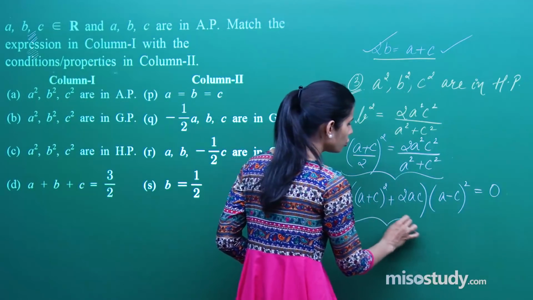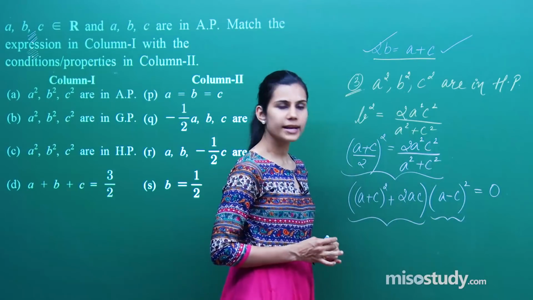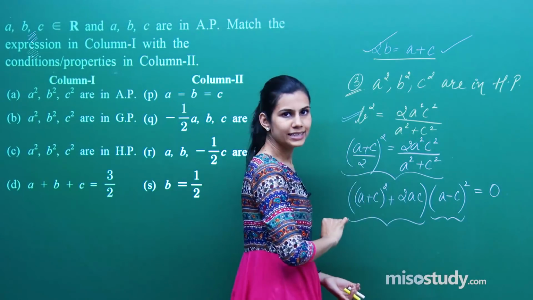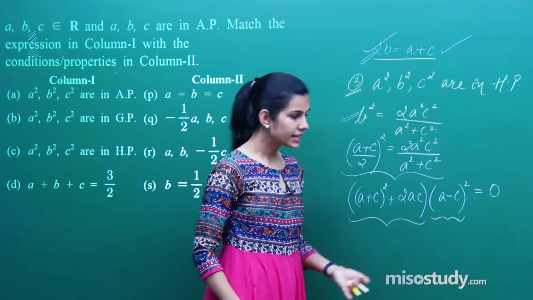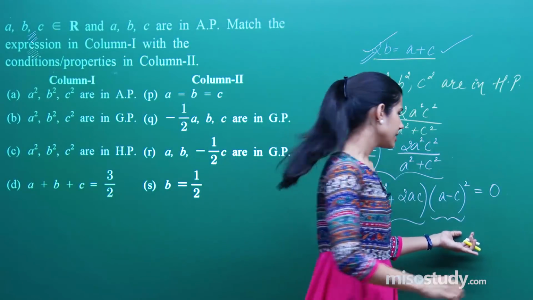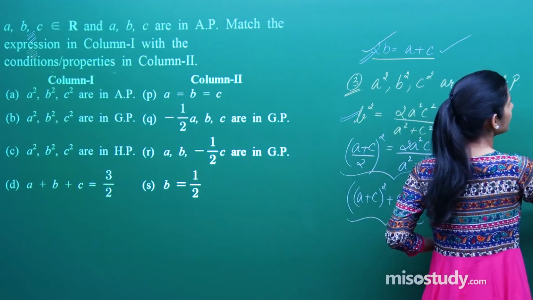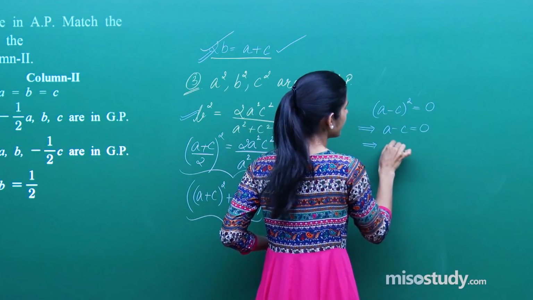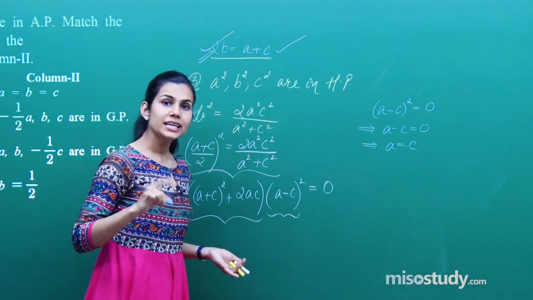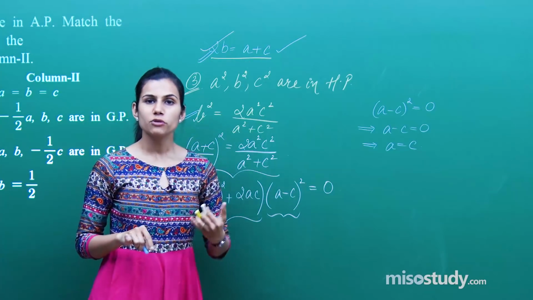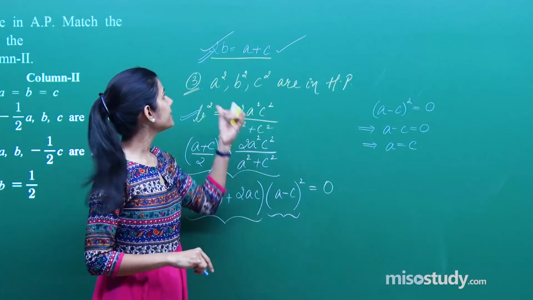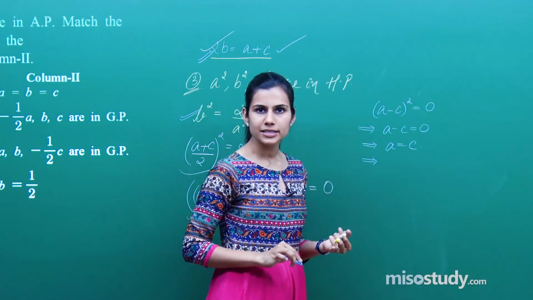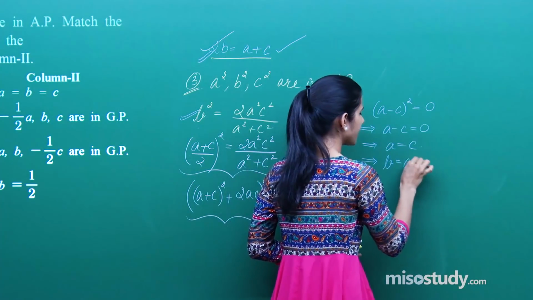Now, if the product of two things is 0, that is only possible when either this is 0 or this is 0. Now, A minus C whole square is 0 means that A minus C is 0 means that A is equal to C. But if A is equal to C and twice of B is already given to be equal to A plus C, that means B also is equal to A is equal to C. So, if A is equal to C and twice of B is A plus C, that means B is also equal to A is equal to C.